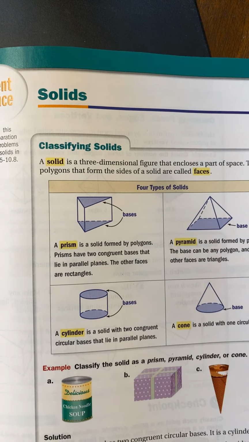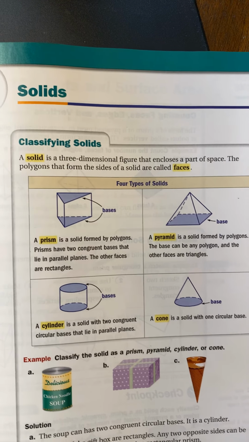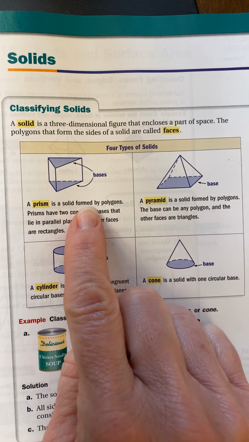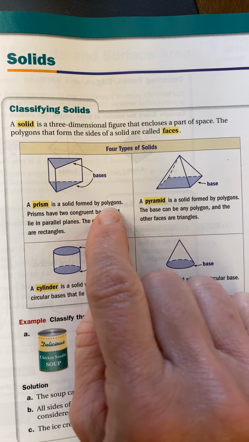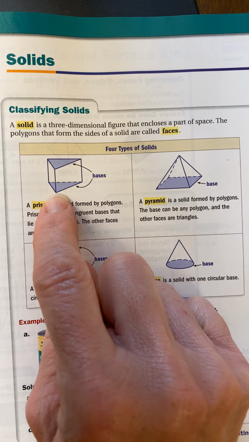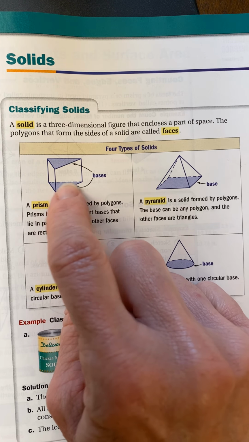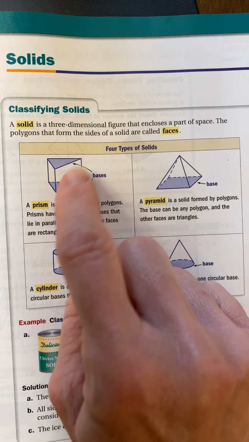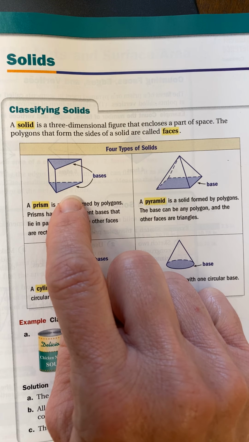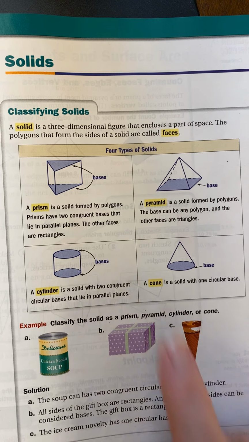So we're moving on to solids. Solids are three-dimensional. There are four types of solids. A prism is a solid formed by polygons. So polygons, remember, have straight sides and they're closed. A prism is going to have a base of some shape and sides that go straight up. So this would be called a triangular-based prism because the bases are triangles.